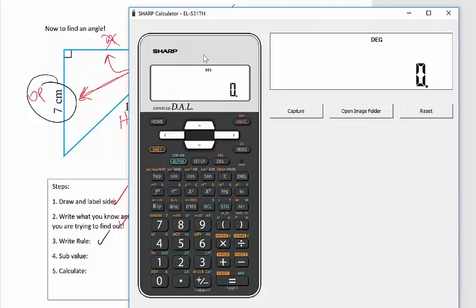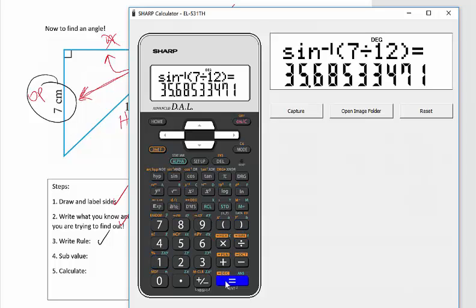Alright, so again, make sure it's in degrees. So what we're going to do is second function sine. Notice that it comes up with the -1. So sine -1, bracket, 7 divided by 12, and then close bracket, equals. So we get 35.685 degrees. I'm not really liking that, or it works for me, but we'll go second function DMS.